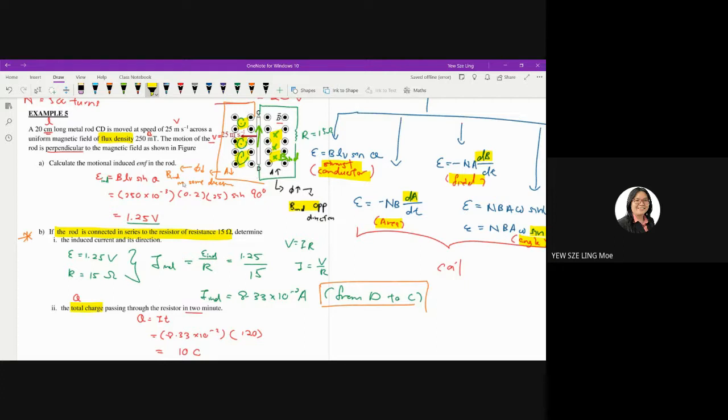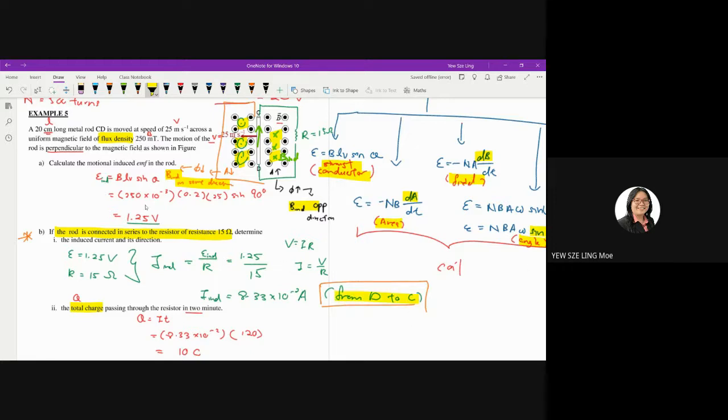So does it make sense? Yes, because if you draw the loop on the left hand side, B induced is in the same direction. Okay, so kanan dengan kiri loop dia tak kisah. You are still going to get the same answer eventually, which is from D to C.